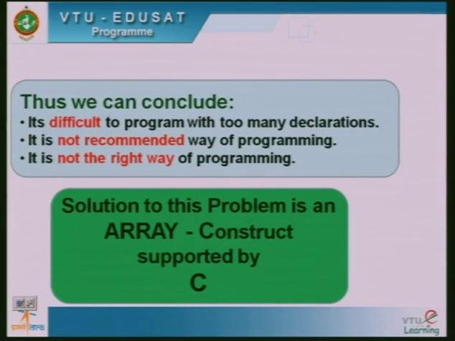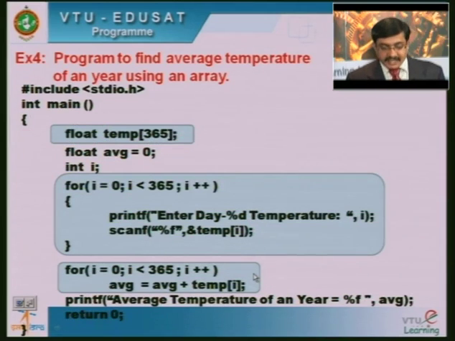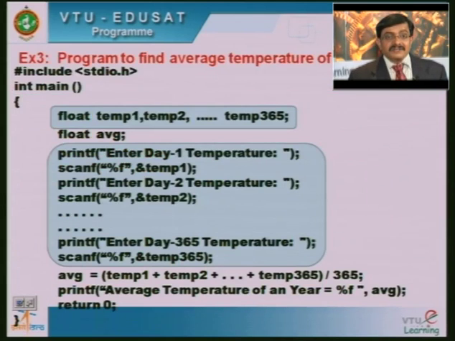The C language provides a construct called arrays, which can be used efficiently. Now, look at this particular code to compute the average temperature of a year, but here I am using an array. You can see that in the previous program, I was using 365 different declarations, 365 different printf statements, 365 different scanf statements, and all that.